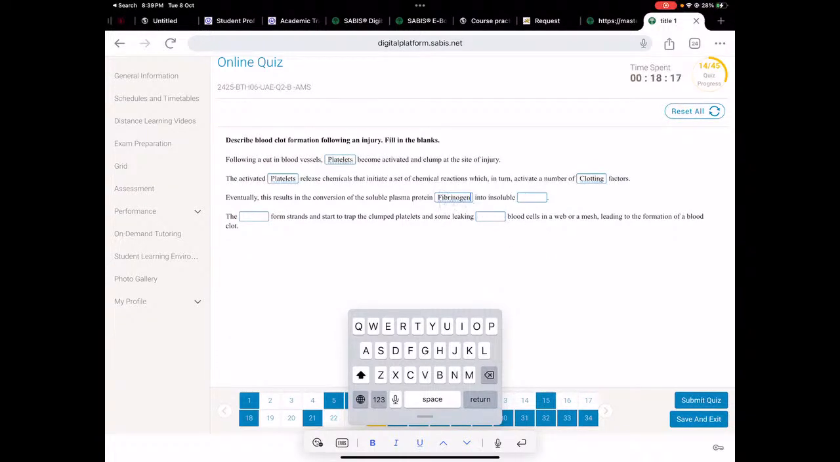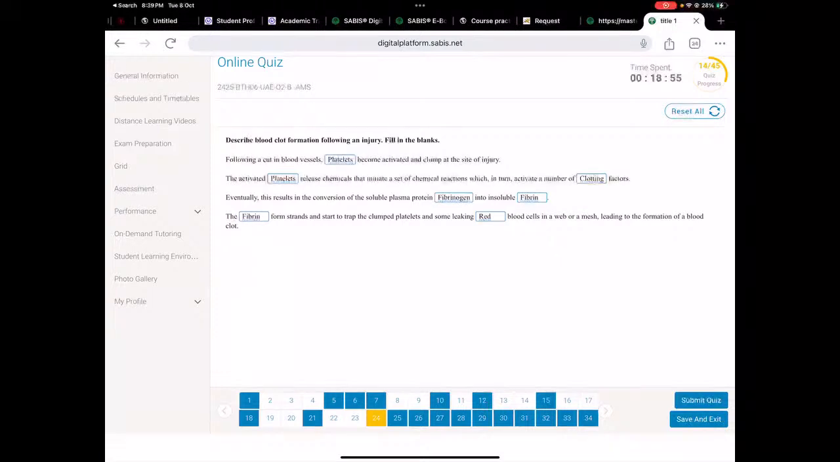Fibrinogen, okay. Into insoluble, sorry. Of course, we want it to be insoluble. Okay, and then the blood clot forms strands and some leaking red blood cells. Is this correct? The fibrin. Okay, perfect. But the other one is correct, right? Okay, perfect.